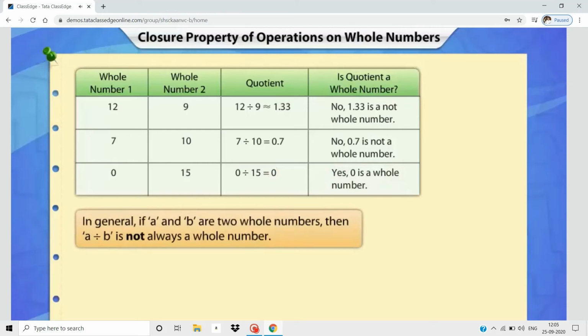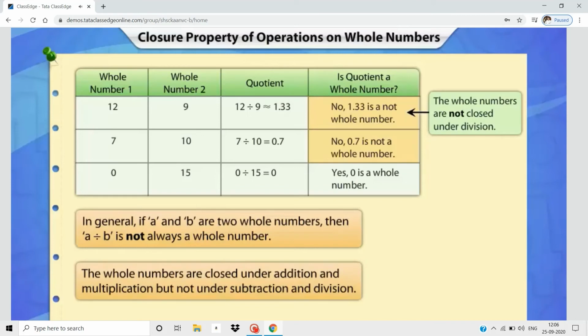In general, if A and B are two whole numbers, then their quotient A divided by B is not always a whole number. Thus, we can say that the whole numbers are not closed under division. Hence, whole numbers are closed under addition and multiplication, but not under subtraction and division.